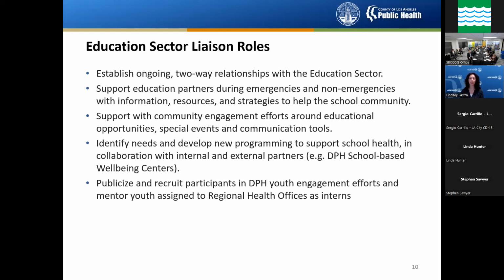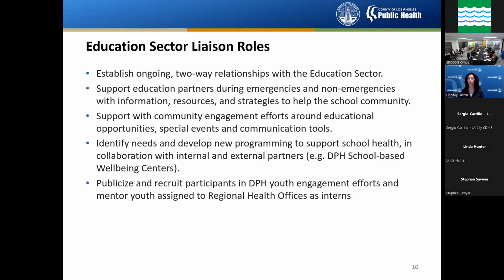What we do also, I wanted to share, is that we are also supporting the schools with community engagement efforts by bringing in different educational opportunities, really bringing in our staff to their special events so that we can continue to educate people around public health initiatives. And not to mention communication tools. We do have a communications office, and so we really want to bring the best practices that we have to share with them. We also help to identify needs and develop new programming. One example is our DPH school-based well-being centers. With our division of HIV and STD, we've been able to establish some sexual health clinics at different middle schools where we have high-risk schools with different issues and potential low insurance rates. And so we want to bring in those capacities to those schools.